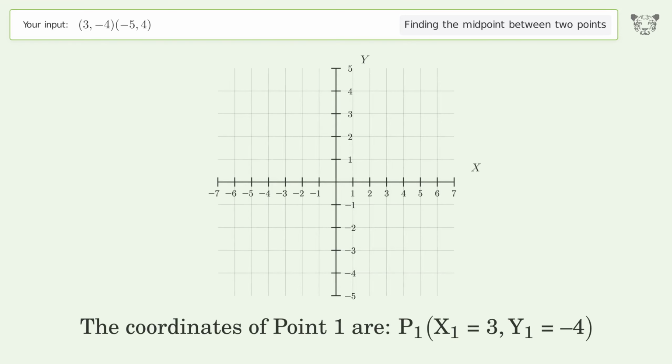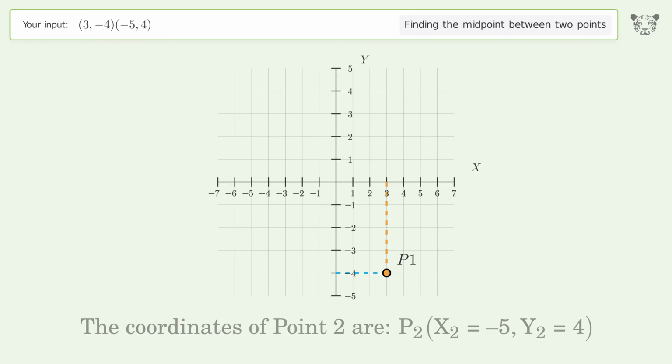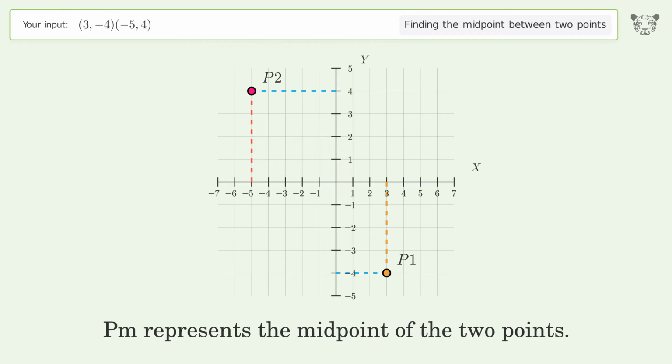The coordinates of point 1 are x1 equals 3, y1 equals -4. The coordinates of point 2 are x2 equals -5, y2 equals 4. PM represents the midpoint of the 2 points.